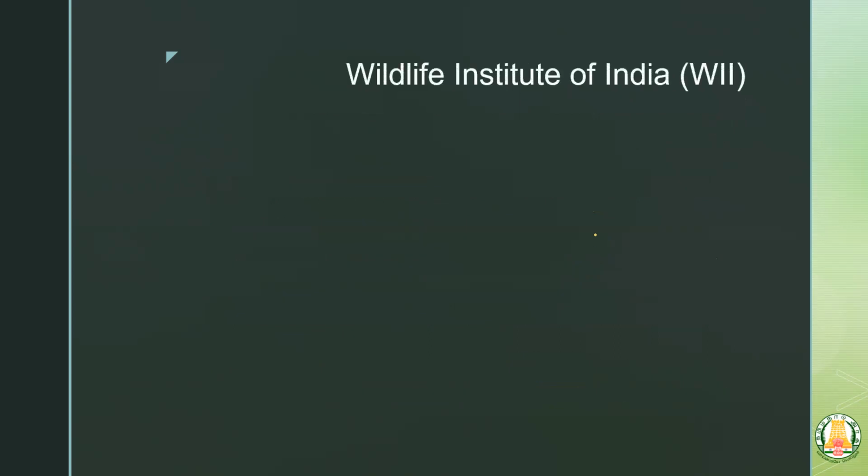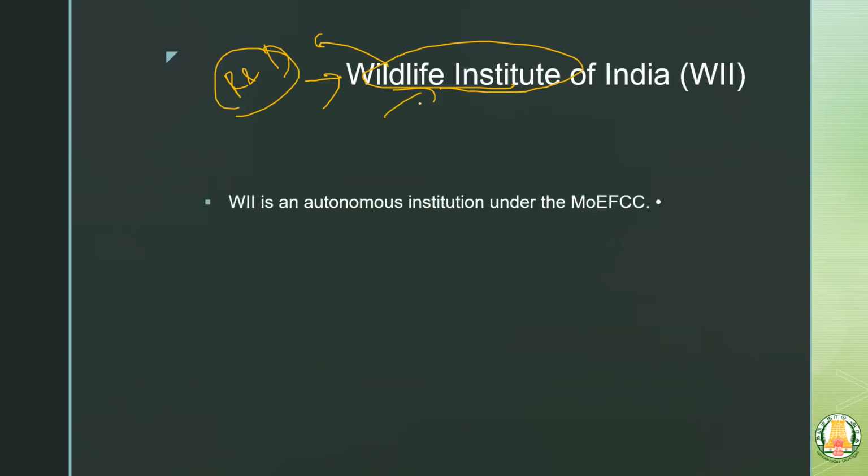Then there is something called the Wildlife Institute of India. Institute, if an institute name is coming, you must remember there is R&D associated with it. So an institute will be involved in research and development. WII is an autonomous institution under the Ministry of Environment, Forest and Climate Change. It is based in Chandrabani in Dehradun. So this is also there in Dehradun.